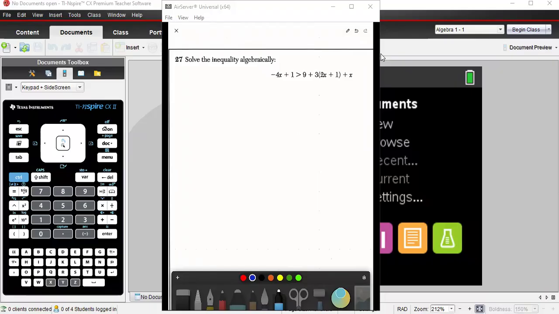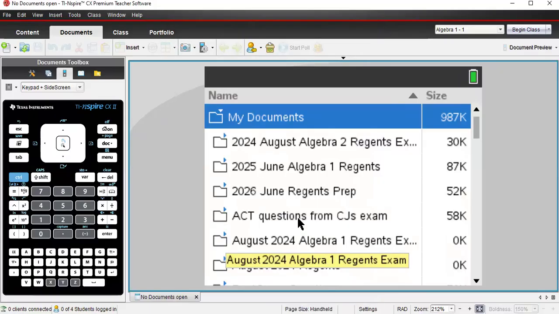It's an inequality that they want us to solve algebraically. The way that I usually teach my students is I tell them to go and find out what the answer is first, and then we do the algebra second. So we normally will graph.